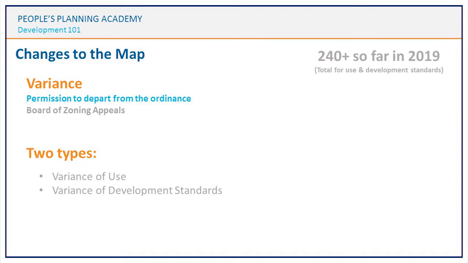Since the ordinance regulates permitted uses and development standards, there are 2 basic types of variances: variance of use and variance of development standards. So far in 2019, there have been over 240 variance requests, including both types.